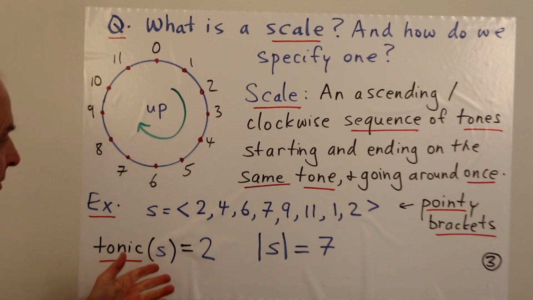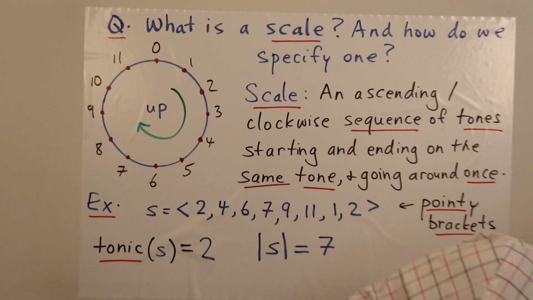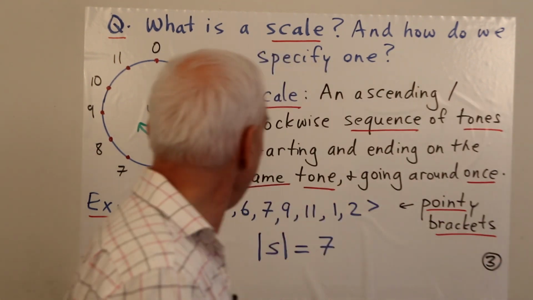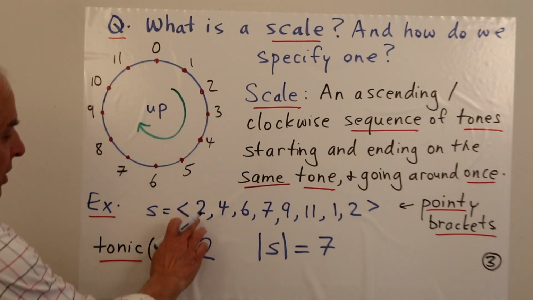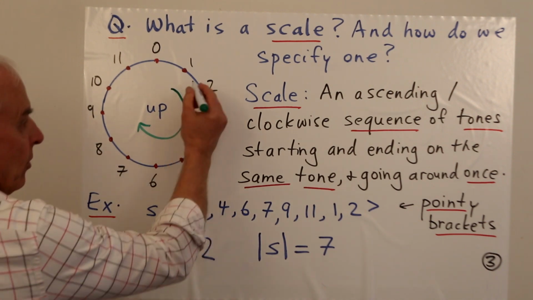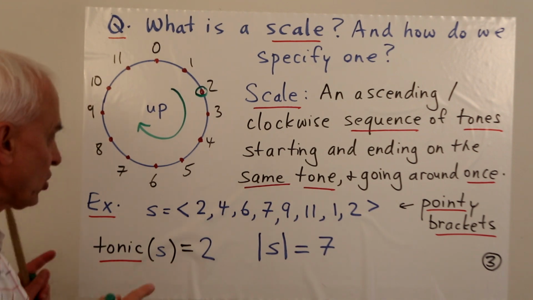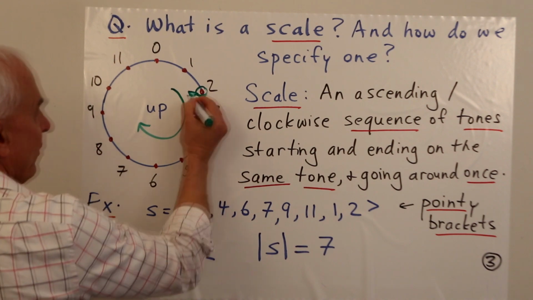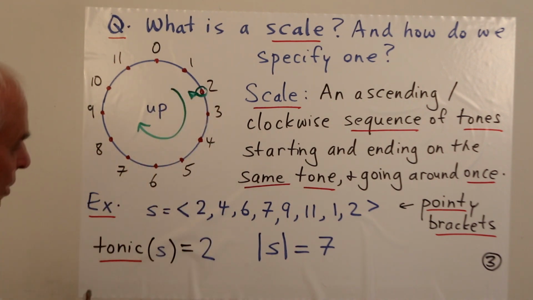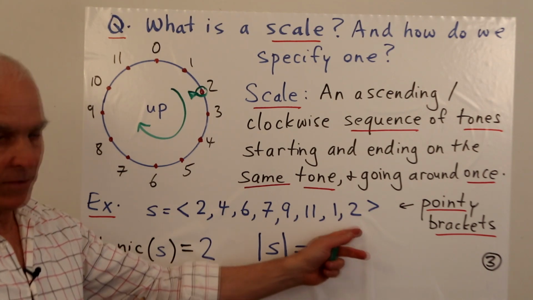So for example, here is a scale, and I'm going to indicate that scale on our clock. Okay, so the scale starts with 2. So let's circle that. And that's a special note, so I'm going to actually put a little support there. That's letting us know that that note is special because it's the starting note. It's also the final note.